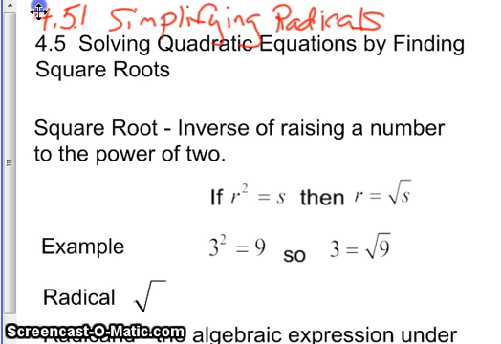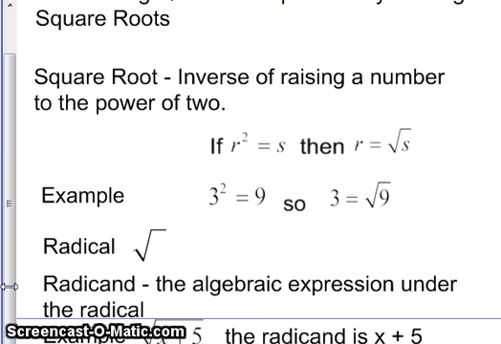Now, sometimes it's a lot easier to understand what all of that means when you put some numbers in there to help it make sense to you. That's why I have the next line here. If I take 3 and I raise it to the power of 2, that's 9. By definition, that means that the square root of 9 is 3. Then I've got some vocabulary words.